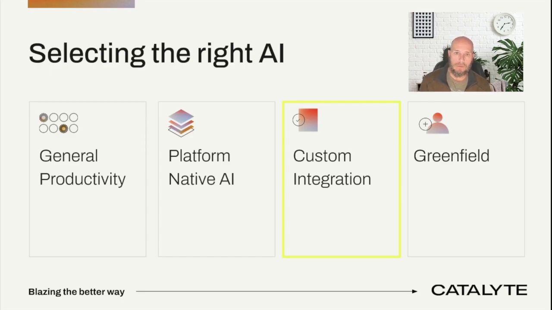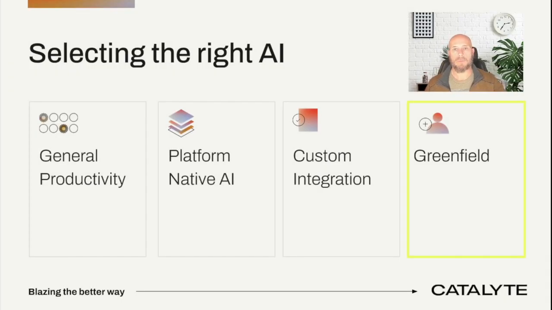So my opinion is that this is typically going to be better for narrow use cases than taking on large-scale general productivity or platform native AI, but it's not without cost and risk. And so you need to do, again, the analysis up front to evaluate it and make sure that you have good metrics for success on this.